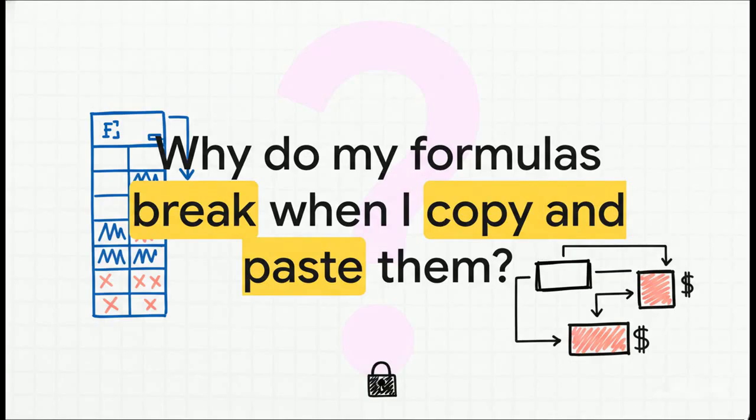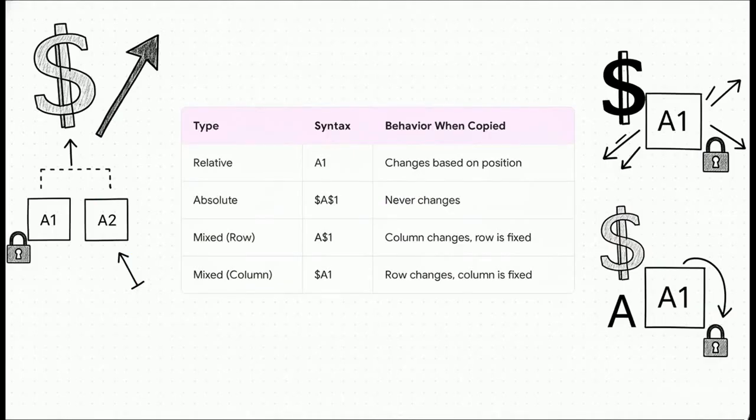The answer is one of the most crucial concepts in all of Excel: understanding cell references. The key to all of this is the dollar sign. Seriously, that's the whole secret. By default, references like A1 are relative. They shift around when you copy them, but the little dollar sign acts like an anchor. If you put dollar signs on both the column and the row, like $A$1, that's an absolute reference. It is locked in place. It will never change no matter where you copy that formula.